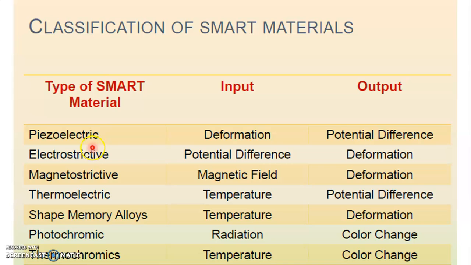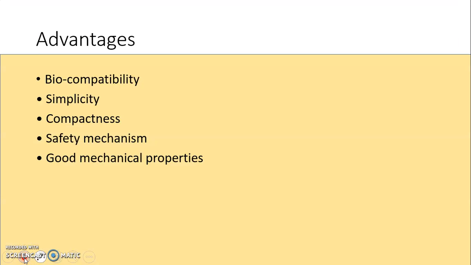Next are the electrostrictive materials. We give a potential difference and the materials will deform. That is called electrostrictive. Similarly, magnetostrictive means we apply a magnetic field and they undergo deformation. Similarly, the other properties and outputs are given. Here, photochromic and thermochromic means we expose them to temperature or radiation and they give a color change. Now the advantages of using smart materials: the first is their biocompatibility.